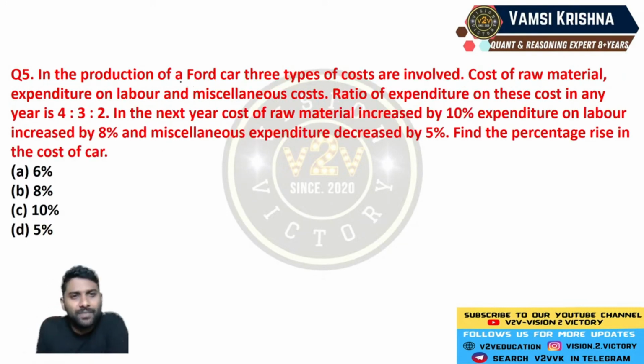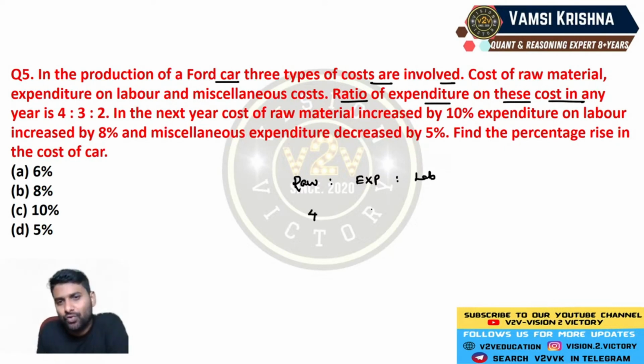Let's see the next question. In the production of a Ford car, 3 types of costs are involved: cost of raw material, expenditure, and labor expense. So here the ratio of expenditure on these costs in any year is 4 is to 3 is to 2. Guys, you just assume any value, it must be in the ratio of 4 is to 3 is to 2. Let us assume in this way.